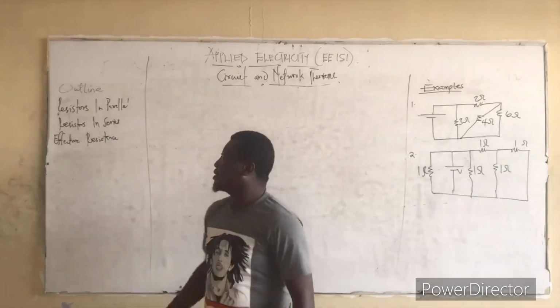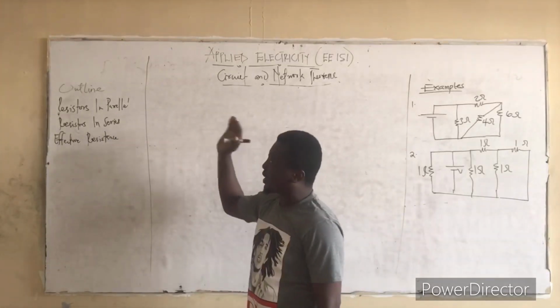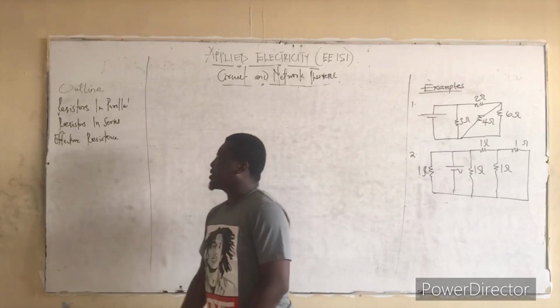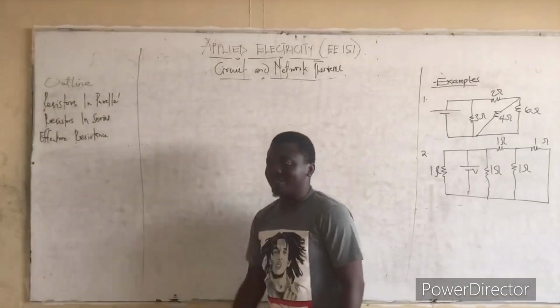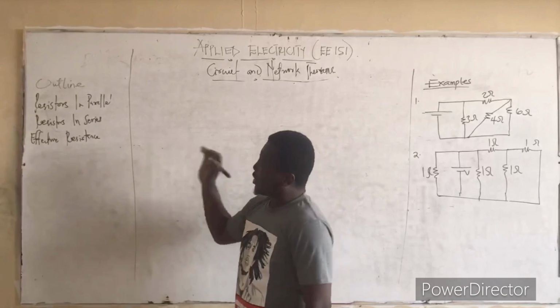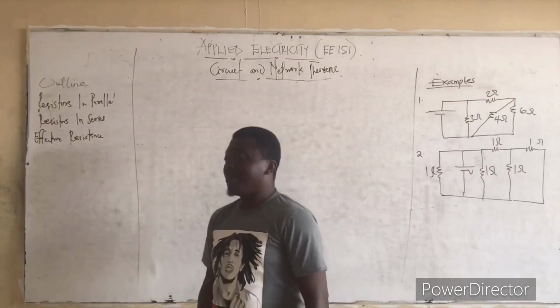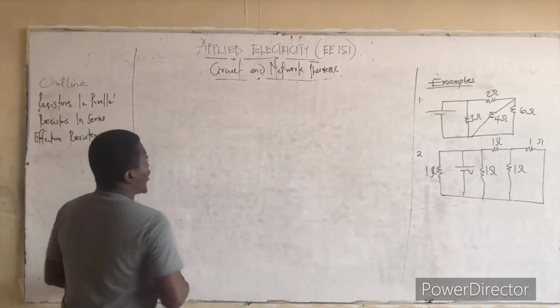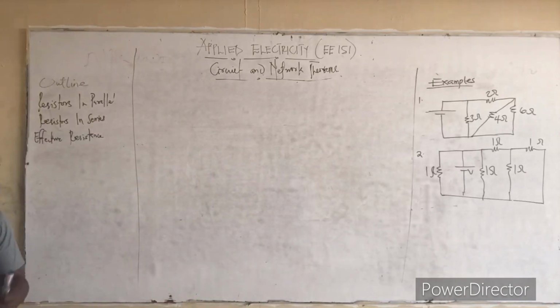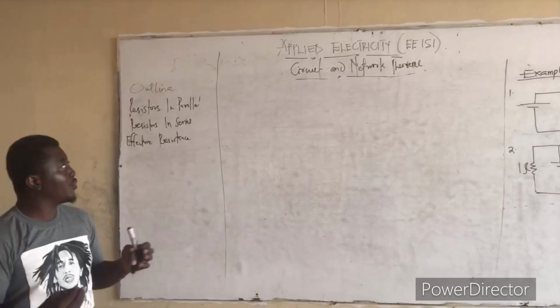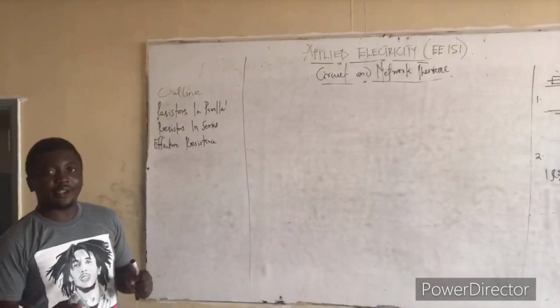But today, the course outline, or what we are going to be talking about today, is resistors in parallel and resistors in series. And also, if time permits us, we'll talk about effective resistance. Okay, when do we say resistors are in parallel? Or when do we say resistors are in series?